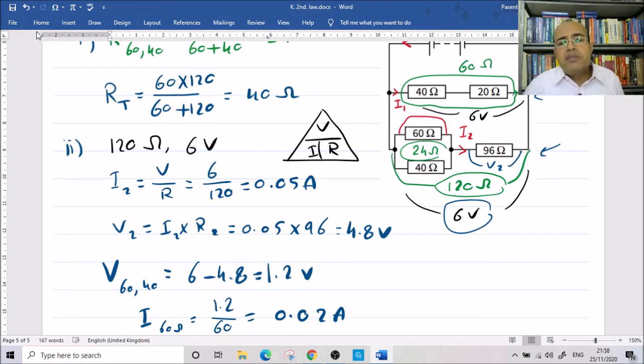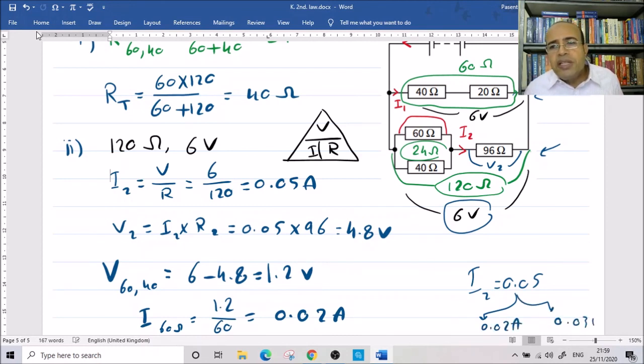Note that 60 ohm is greater than 40 ohm, so the current through 60 ohm is less than the current through 40 ohm. The total current, which is I2, remember, is 0.05. One part goes to 60, which will be less, 0.02 ampere. And the rest, 0.03 ampere, goes through 40 ohm. Because if the resistor is less, the current is more. If the resistor is more, the current will be less.